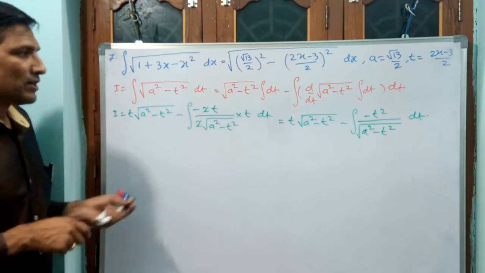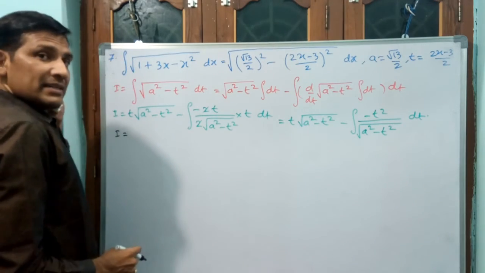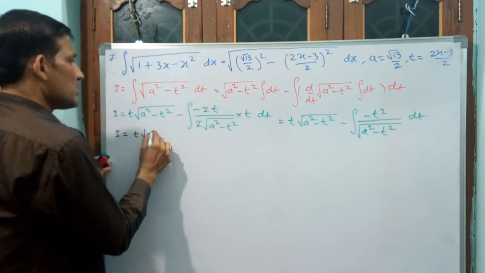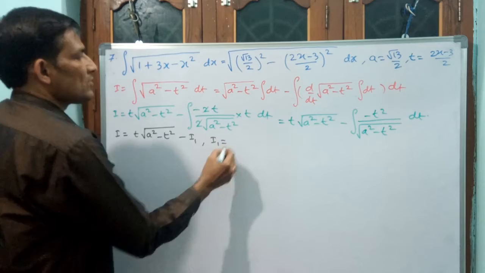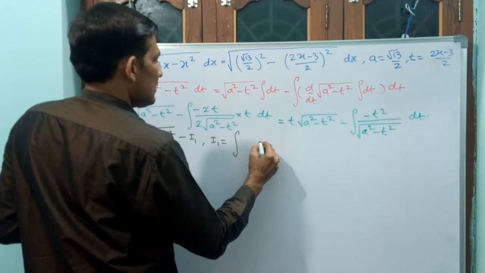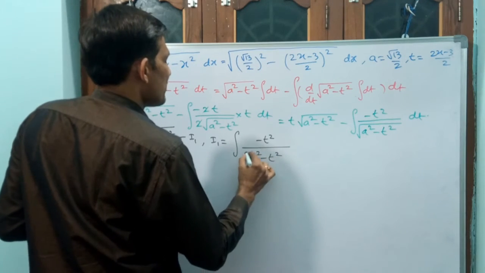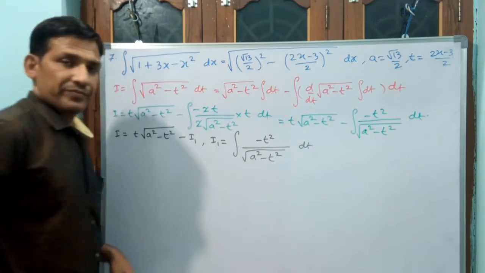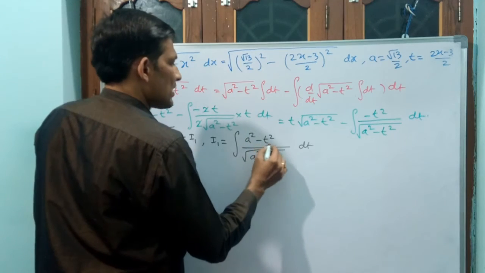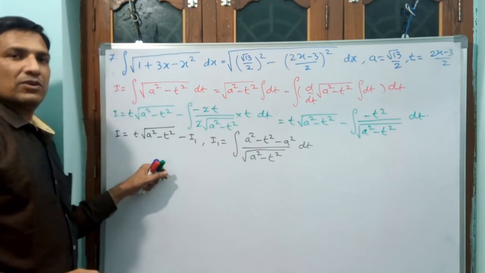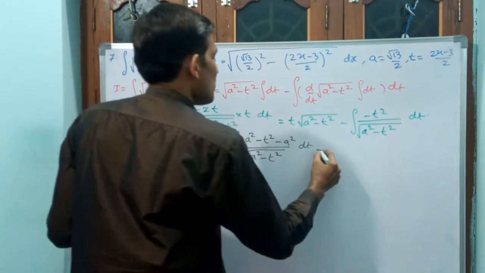Okay, see what I am doing now. I am taking I is equal to, this is what? This you write here: t into square root of a square minus t square minus I1, where I1 is equal to this one, integral minus t square by square root of a square minus t square, dt. Okay, this is I1. But I1 I am changing. You see, a square is there, now put a square plus a square, again you put minus a square. Is it okay? A square minus a square is going to get cancelled, minus t square by the same thing is going to happen. But this you can convert, you see how.